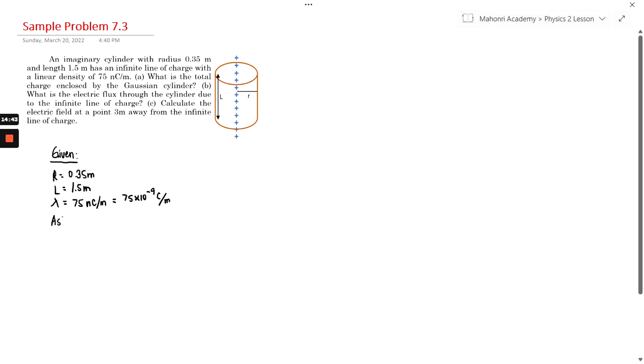And let's write what is being asked. It's asking what is the total charge enclosed by the Gaussian cylinder. So how much is the total charge, Q total, enclosed by this cylinder? Next, it's asking us what is the electric flux through the cylinder due to the infinite line of charge. So what is the electric flux?